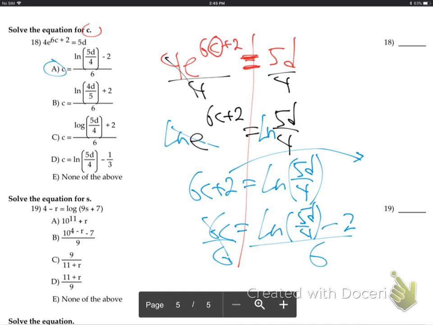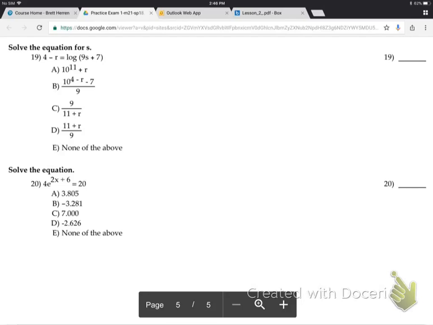Number 19. Solve for S. Oh, it's got a log. I'm gonna move on if that's it. 19. So 4 minus R is log of 9S plus 7. Trying to solve for S. Here it is. Okay, if I got to solve for S, I got to get rid of that log. What's the opposite of a log? 10. Because that's its base. So if you see it, you go, oh, that means 10 to the power.